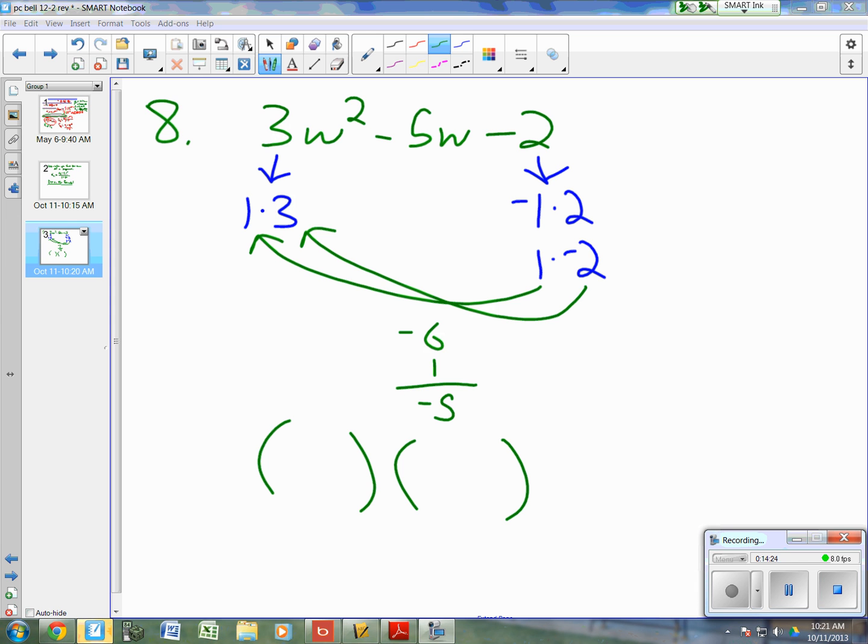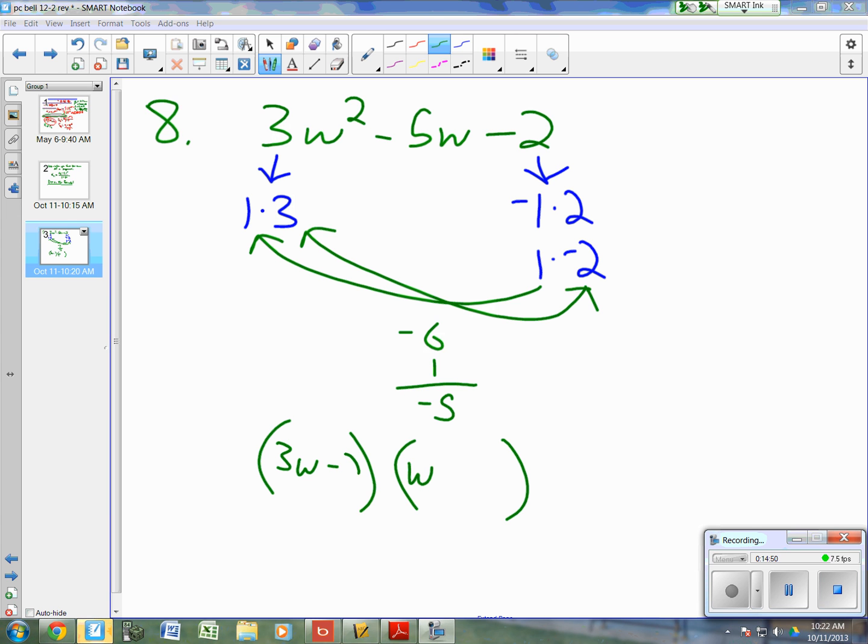Okay, this is where I'm confused. Look right here. One of these is going to be 3w, and one of them is going to be w, because 3w times w is 3w squared. Oh, so you're going to multiply the opposite. Yeah. Notice I'm multiplying 3 and negative 2 together, the way we have it right here. So I've got to put negative 2 in here.